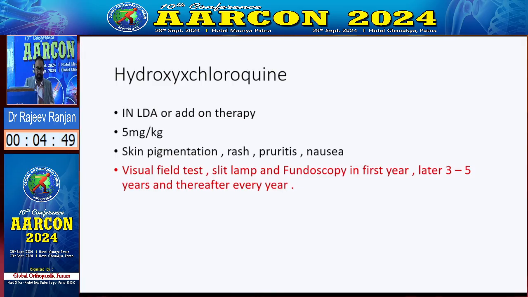Don't forget to do an eye checkup if you are giving hydroxychloroquine for a long term. Initially in the first year, you finish off a visual field test with slit lamp and fundoscopy, and then later on repeat once in 3 to 5 years. And after 5 years, it's better to do an annual eye checkup for the patients who are on hydroxychloroquine.